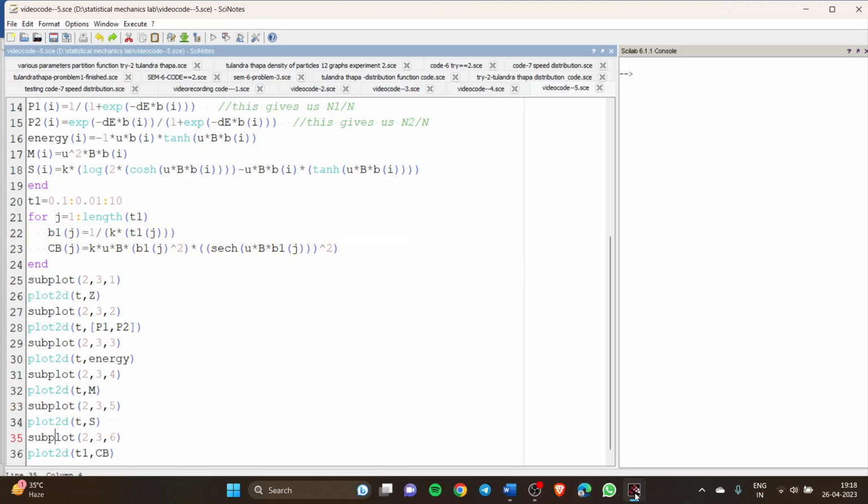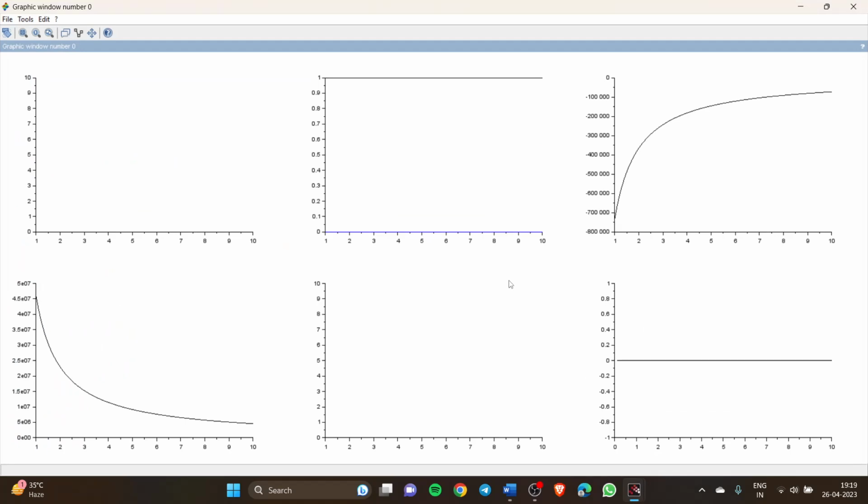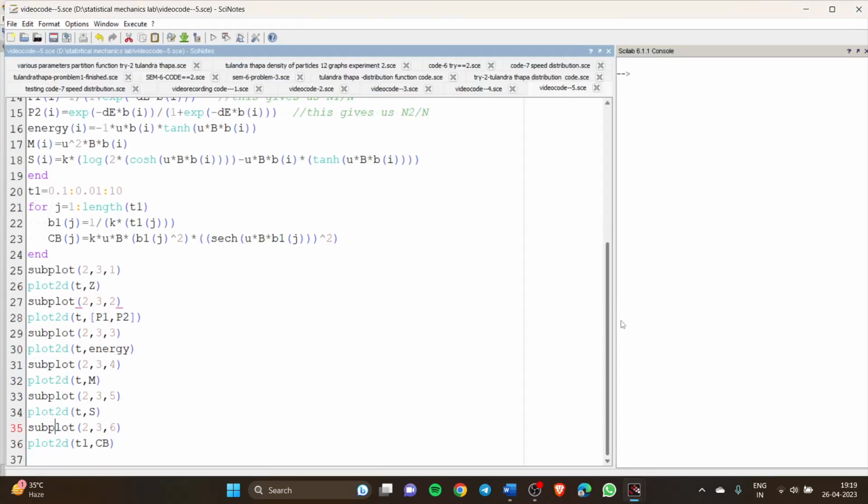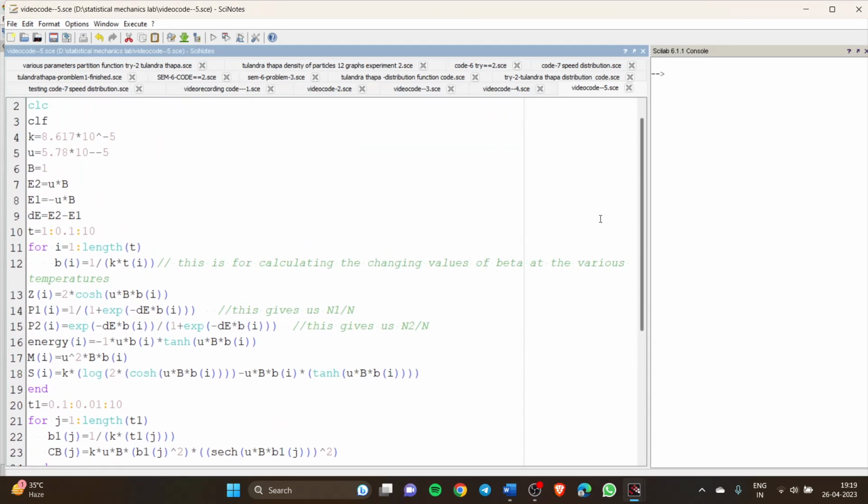Now we will run it, and we can see that the graphs are being formed. Some of them are not getting formed correctly, but you get the idea. You simply have to put the formulas and you can get the answer. So let's see if we can correct it, and then go to our next code. The only two codes are right, I suppose.